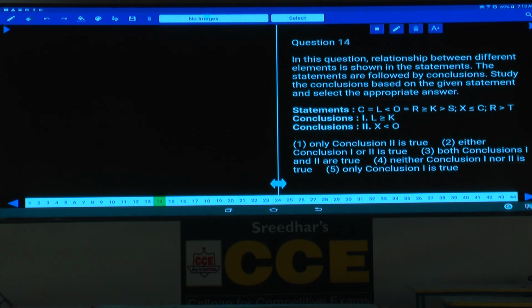Then question number 14, the relation between L and K. Now between L and K, this is lesser than, greater than, two opposite symbols, hence no relation can be drawn between these two letters.